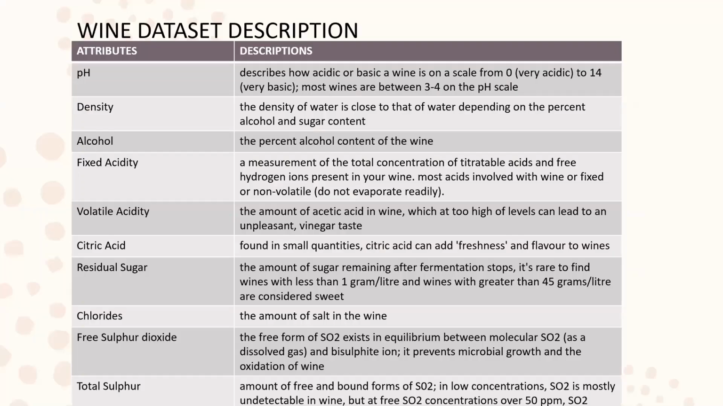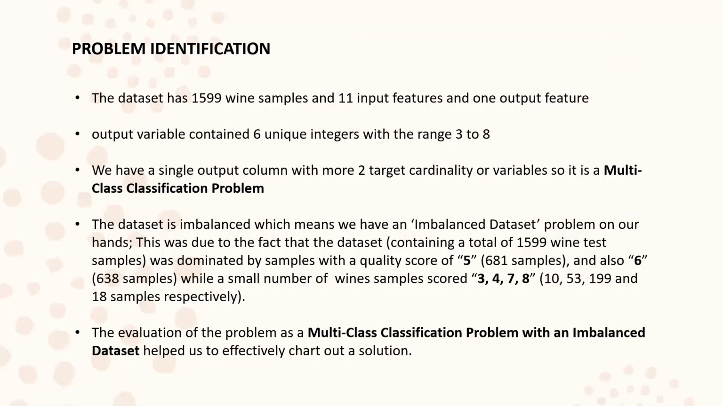Okay, so this was basically what the data set contains: the input variables or the features. These are basically things that you could search online and find how they affect red wine on your own if you want to.